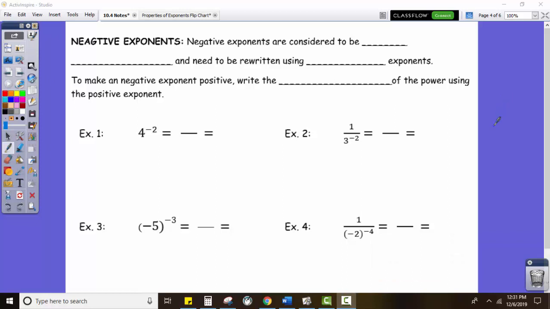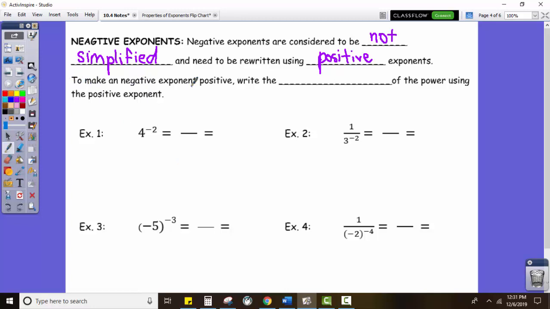Okay, the next property that we're going to look at are negative exponents. And negative exponents are considered to be not simplified. Okay, and they need to be written using positive exponents. So it's just that we don't write powers with negative exponents. It's just not the proper form. So we're going to make sure that we know how to change it to the proper form.